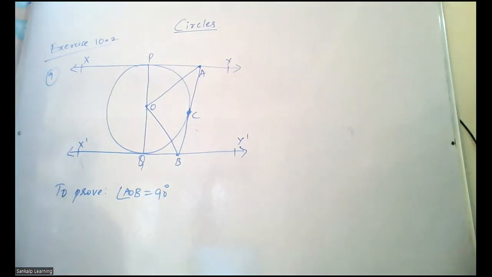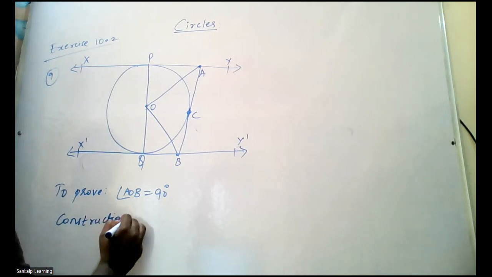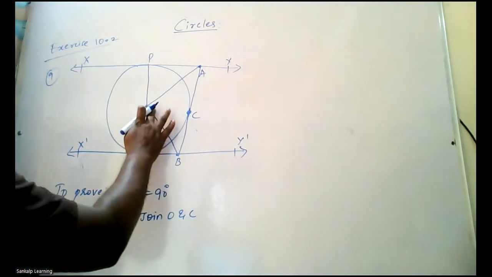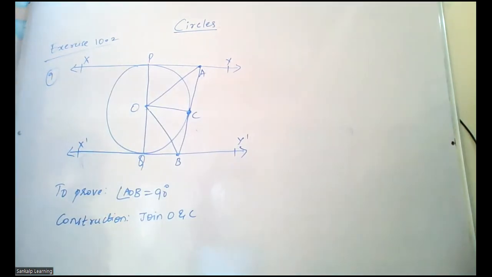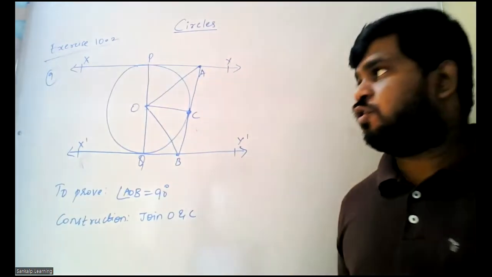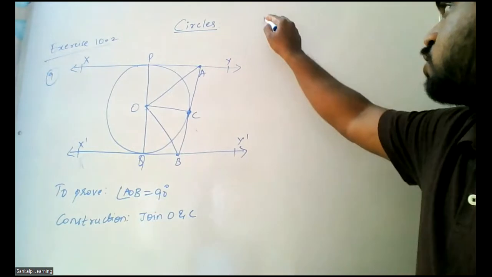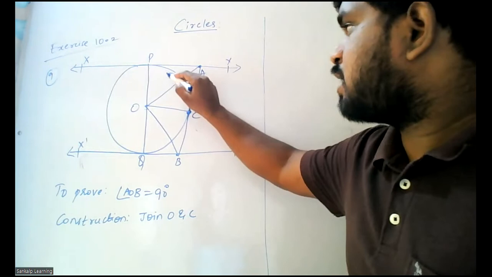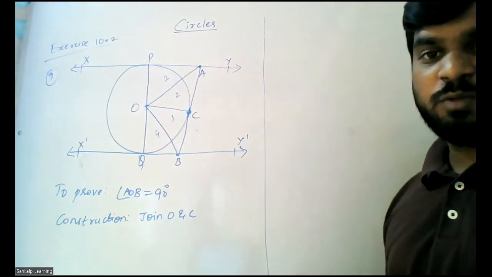Very simple question. Let's make a small construction. What is the construction? Very simple. Just join O and C. Let me write O this side. Just join O and C. That's it. Now, there are 4 smaller triangles here. 1, 2, 3, 4. Let's concentrate only on them. First, let me take these 2 triangles. I'll just number the triangles. 1, 2, 3, 4. Let me take the triangle 1 and 2.